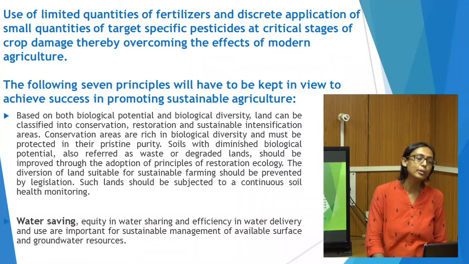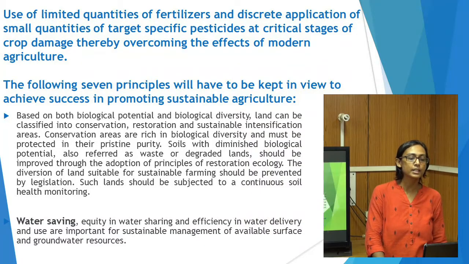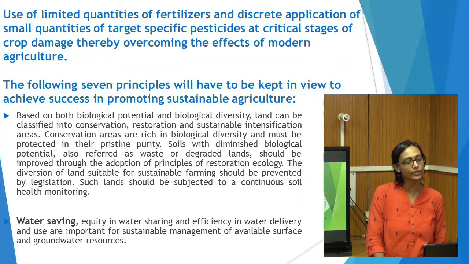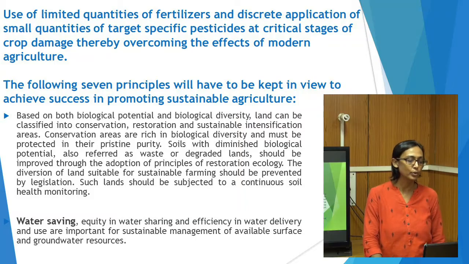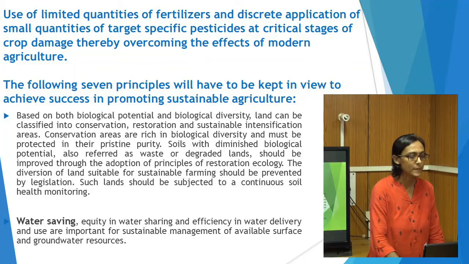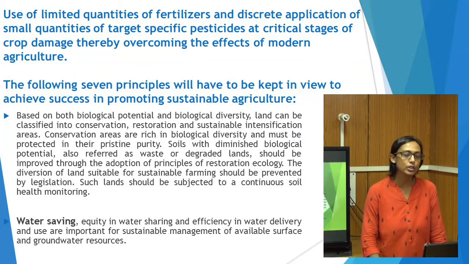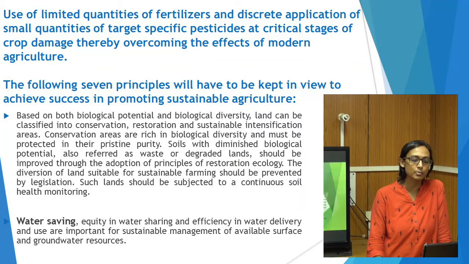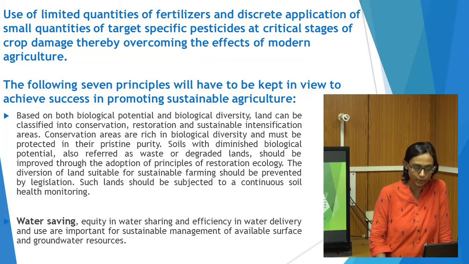Now, use of limited quantities of fertilizers and discrete application of small quantities of target specific pesticides at critical stages of crop damage, thereby overcoming the effects of modern agriculture. The following 7 principles will have to be kept in view to achieve success in promoting sustainable agriculture. Based on both biological potential and biological diversity, land can be classified into conservation, restoration and sustainable intensification areas. Conservation areas are rich in biological diversity and must be protected in their pristine purity.